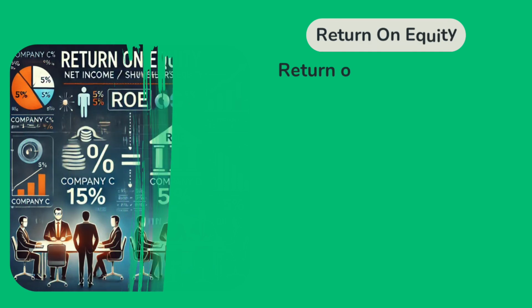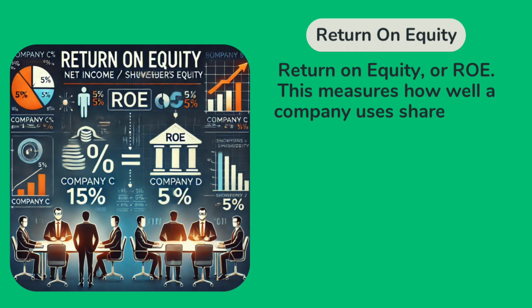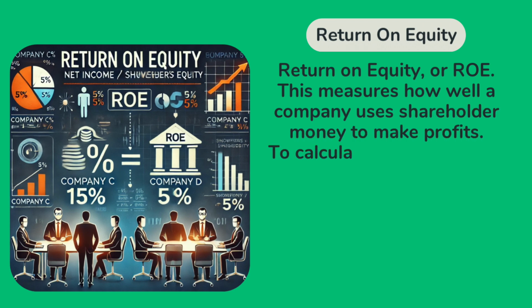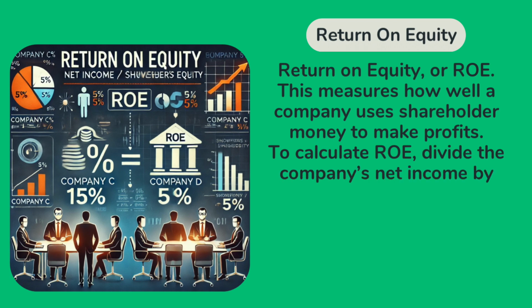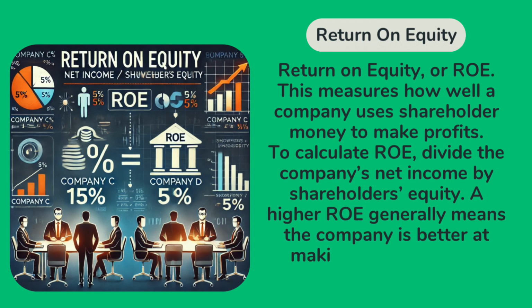Now we have return on equity or ROE. This measures how well a company uses shareholder money to make profits. To calculate ROE, divide the company's net income by shareholders' equity. For example, if company C has an ROE of 15% and company D has an ROE of 5%, company C is better at using shareholder money, which may mean stronger growth.